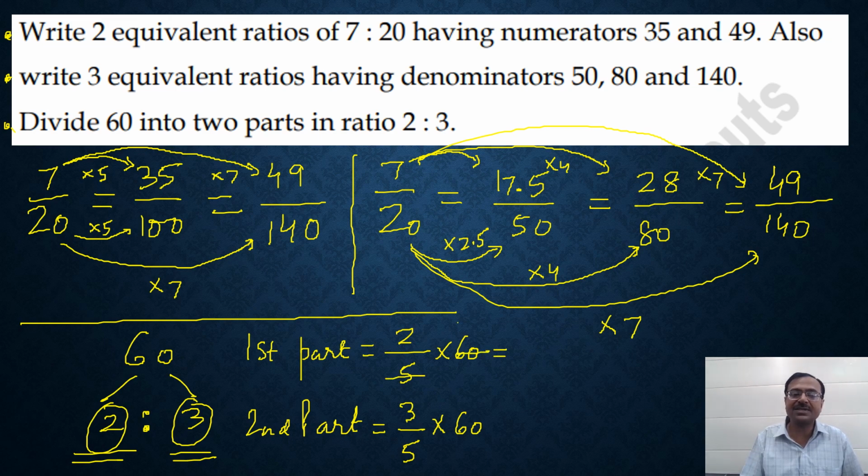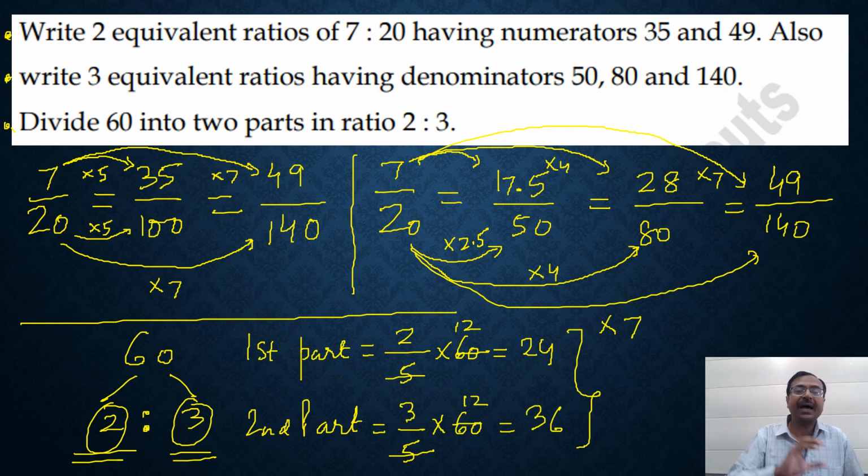5 into 60 is 12 times. 12 times 2 is 24. 5 into 60, 12 times, 12 times 3 is 36, and therefore the two parts into which 60 has to be split are 24 and 36, and if you take the ratio of 24 and 36, it will be 2:3. Now that's how you divide a number into two or more parts in a given ratio.